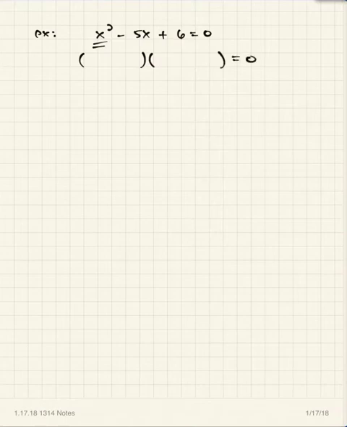Remember, with a trinomial, you're always trying to get that middle term to work out correctly. And here you've got x's as first terms of the two binomials, and the second terms of both binomials have to multiply to give positive 6. You're just trying to get that negative 5 in there.